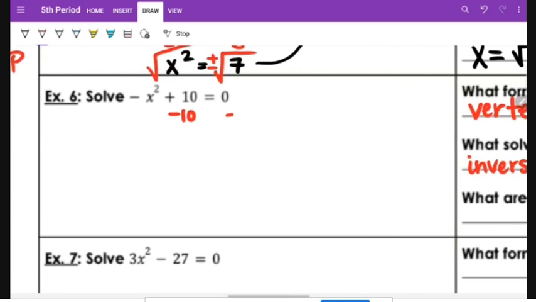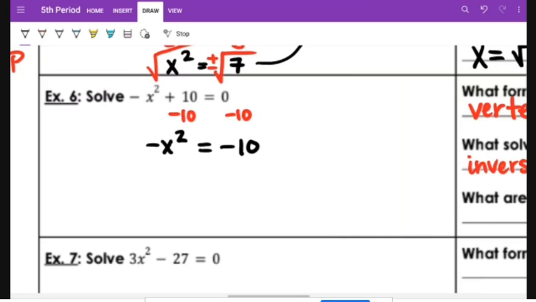Subtract 10 from both sides, leaving us with negative x squared equals negative 10. The next step is multiplication or division, and it doesn't appear that there's multiplication or division here, but there actually is. There's a bit of a trick to this. Colin, what are you thinking? I said because it's a negative part.